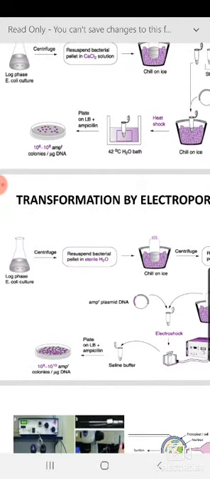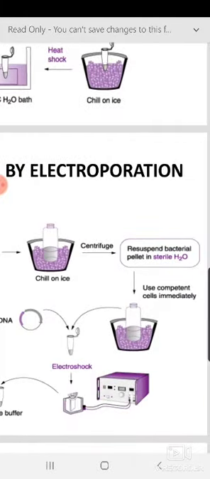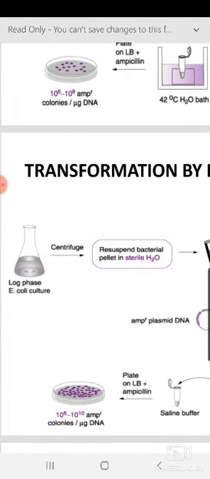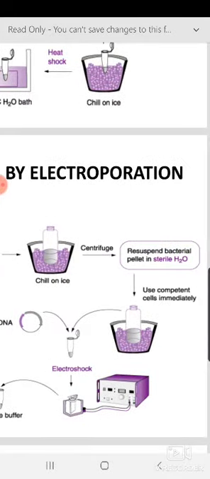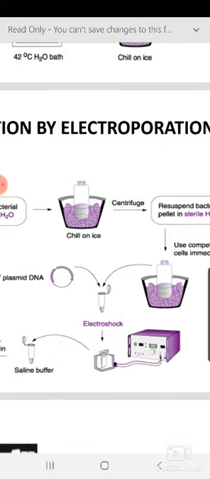Now this is another, the electroporation. In the same way you take the log phase cells, centrifuge, and suspend them. You take an aliquot in a bigger amount, not a small amount, because I need lots of cells in order to do electroporation, because when we apply the voltage, many cells will die.